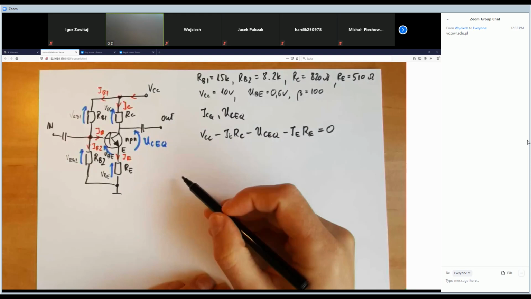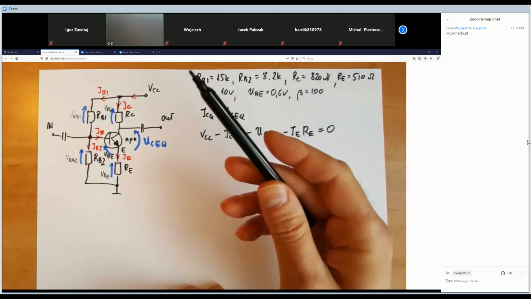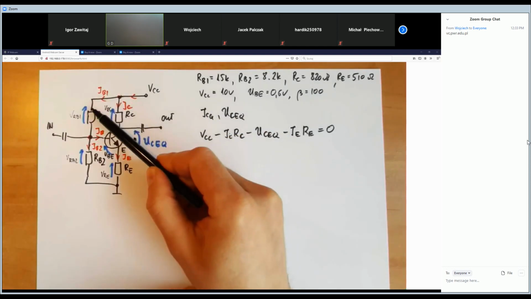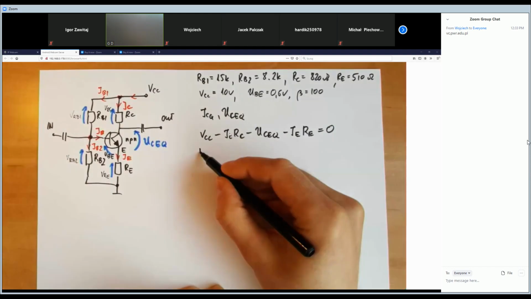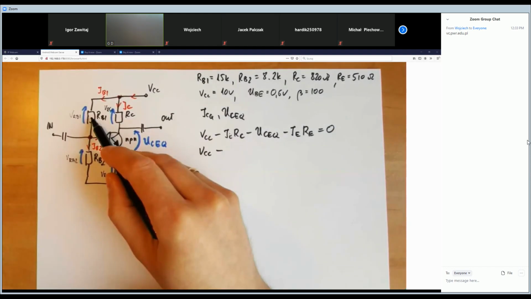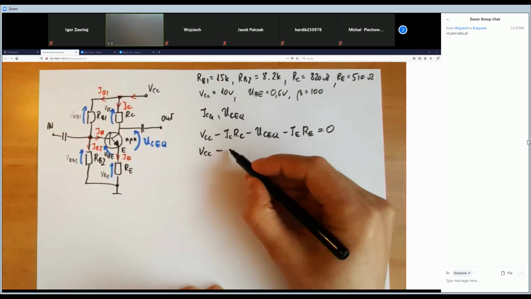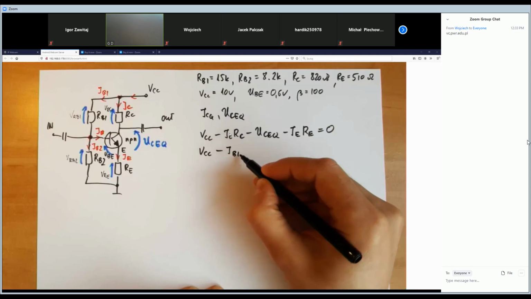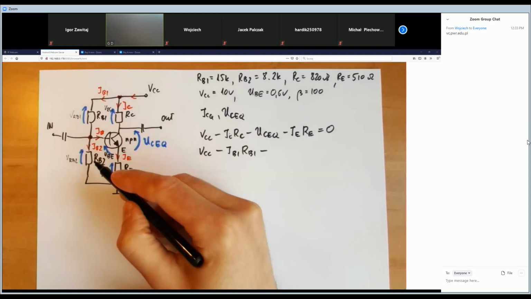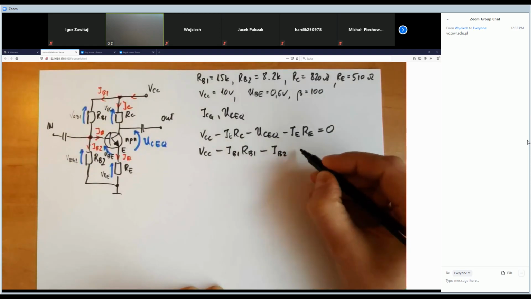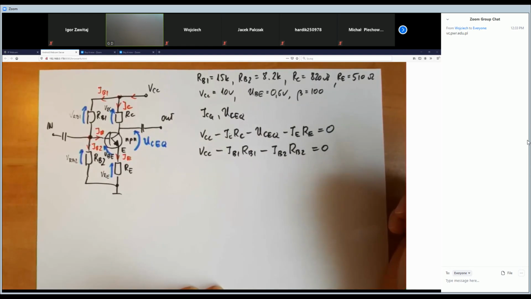The next one, for example, we can choose this branch. This is very simple. This is VCC minus voltage drop on this resistor minus voltage drop on this resistor, and this should be equal to 0. So this is IB1 times RB1 minus the voltage drop on the RB2, IB2 times RB2, should be equal to 0.